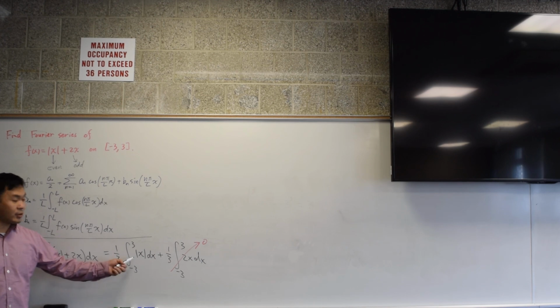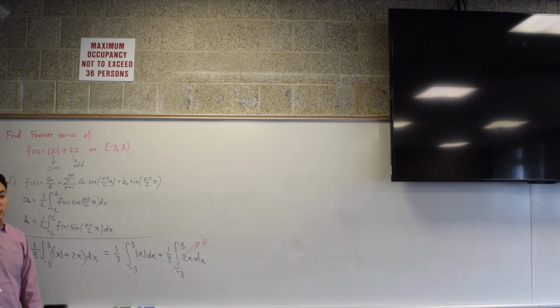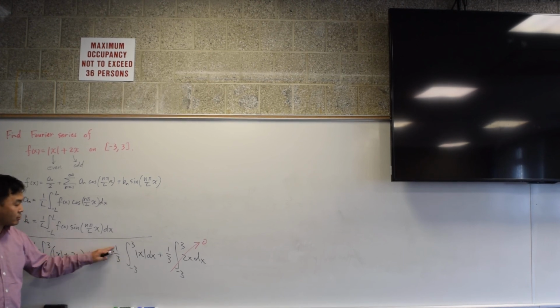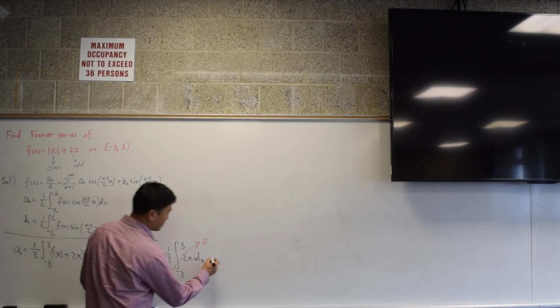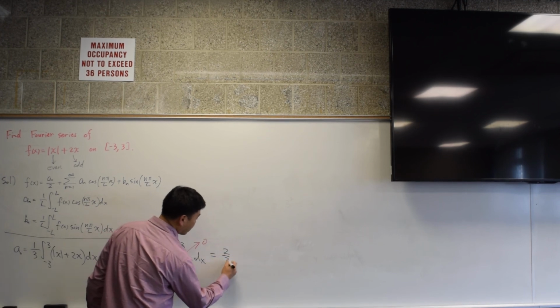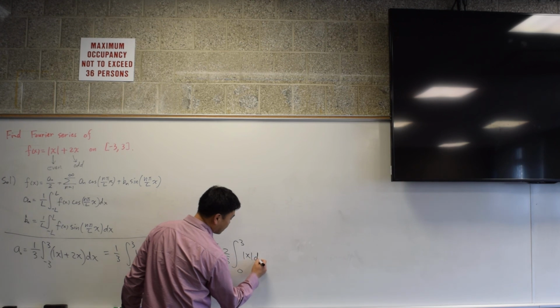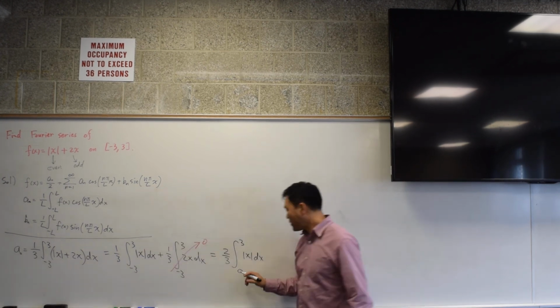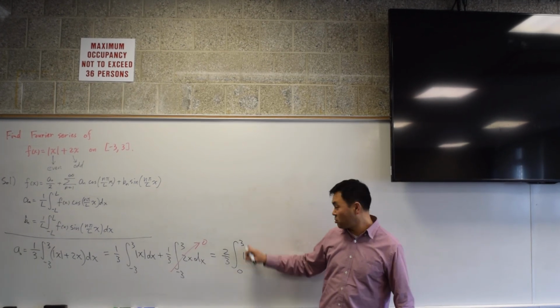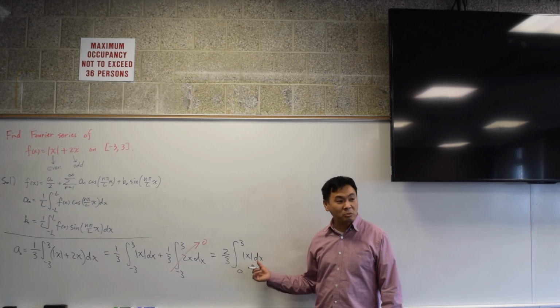Then what about this? It's an even function. What can you do with an even function? You can take half the interval and double the integral, right? So you say it's 2/3 of the integral from 0 to 3 of absolute value of x dx. But if x is only varying from 0 to 3, do you need the absolute value?